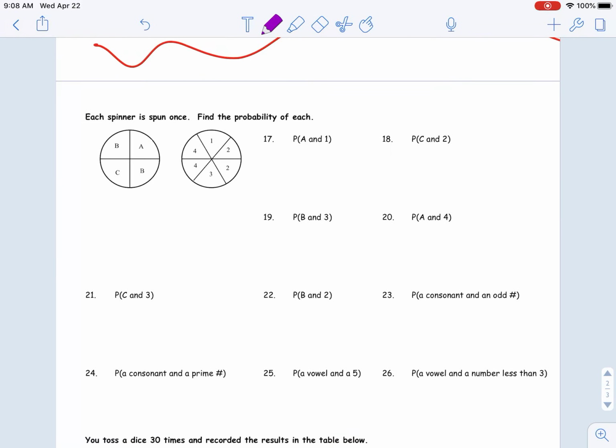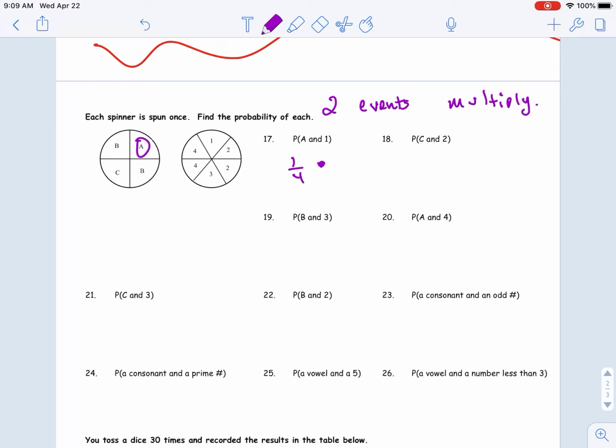Just to show you guys this real quick, I didn't assign this. When you have to do 2 things, like 2 different spinners, you multiply. I should say events: 2 events, you multiply. So an A and a 1. A is 1 out of 4. And an and means you're doing 2 different things.